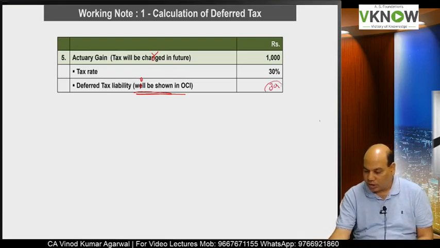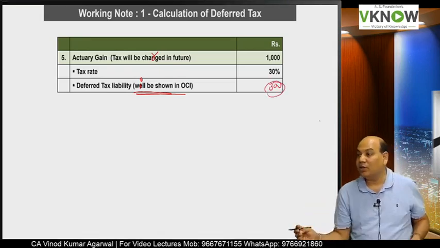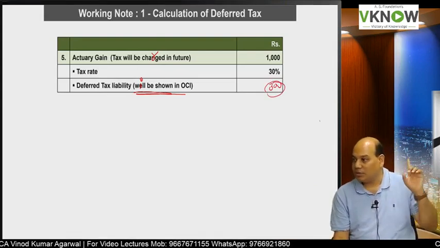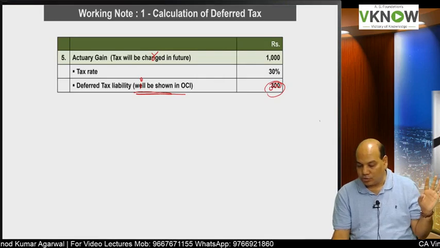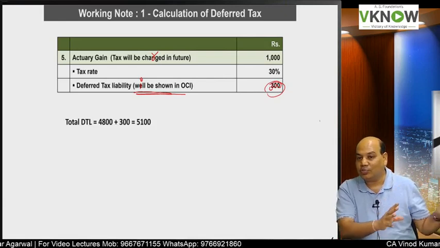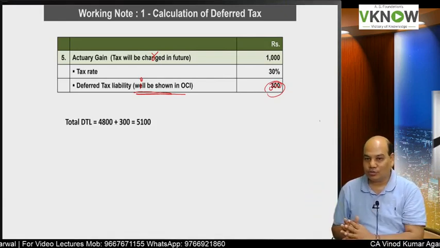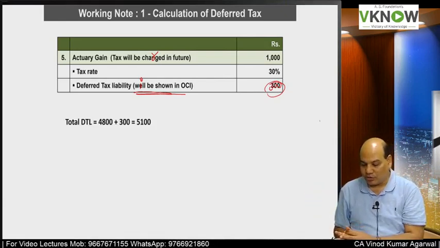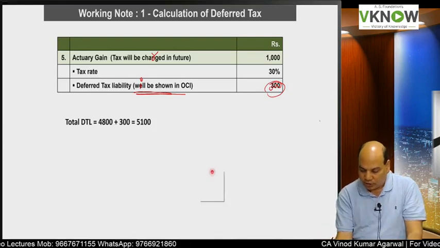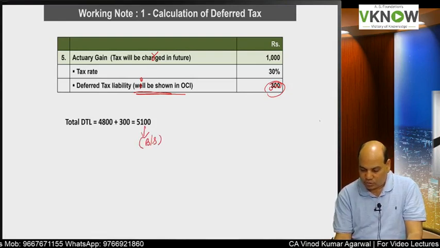And in the balance sheet, how much deferred tax liability will come? 4,800 plus 300 in the balance sheet, because in the balance sheet I don't have to separately write DTL relating to P&L and DTL relating to OCI. So for balance sheet purpose, total DTL 5,100. So this you write down, it will go to the balance sheet.